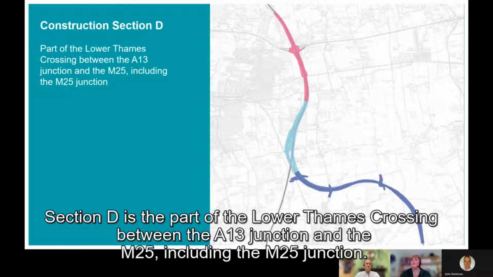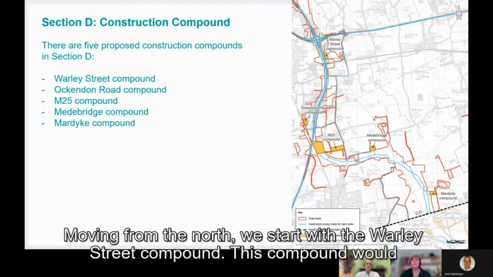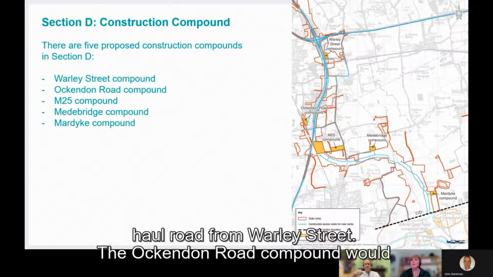Section D is the part of the Lower Thames Crossing between the A13 junction and the M25, including the M25 junction. There are 5 proposed construction compounds in Section D, as you can see on the map here. Moving from the north, we start with the Worley Street compound. This compound would support the widening of the M25, mostly around Junction 29. Access would be via a temporary haul road from Worley Street.